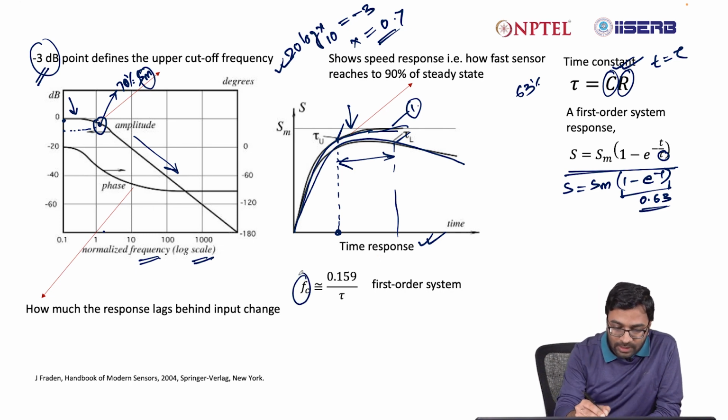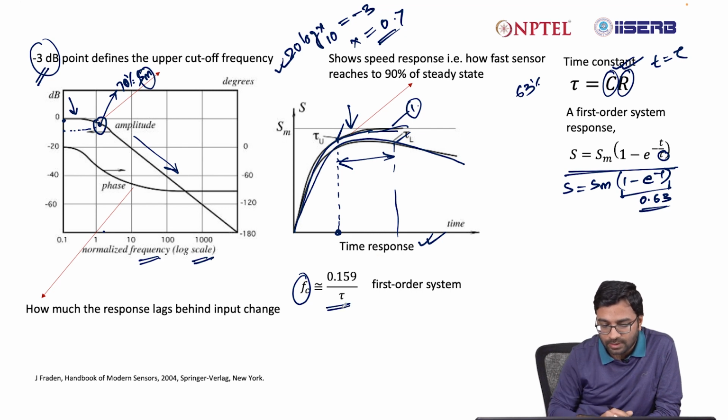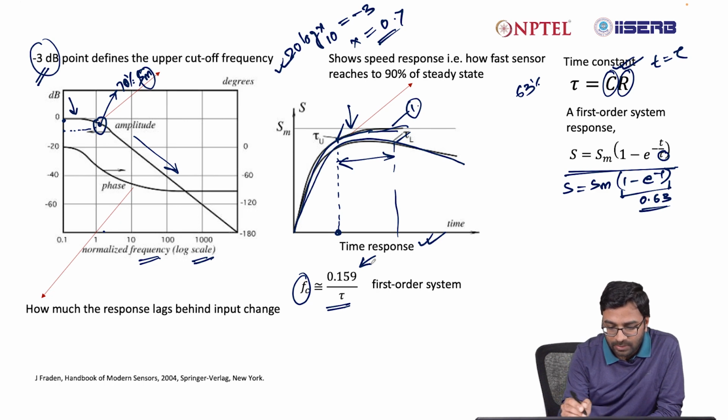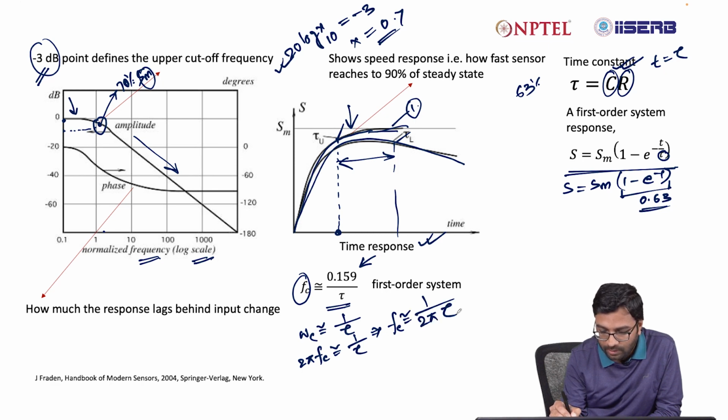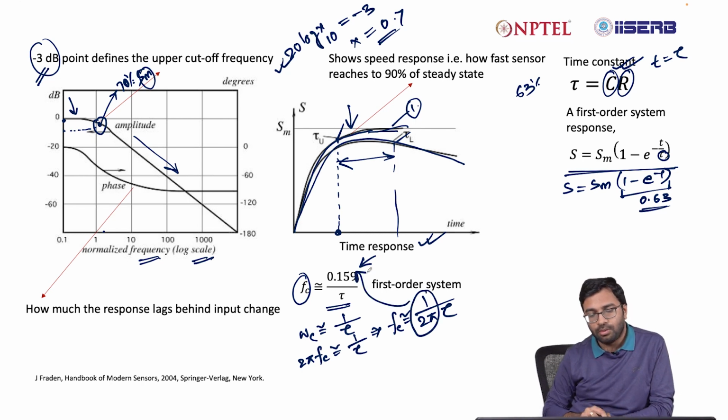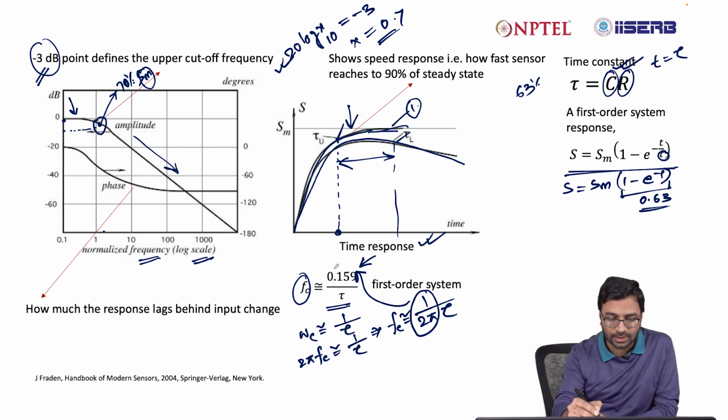And the cutoff frequency in case of a first order system is related to the time constant as mentioned over here. So, why this number 0.159? Basically, the equation is omega c is equal to 1 by tau. So, omega is nothing but 2 pi f c, so 2 pi f c is 1 by tau. That will give you f c is equal to 1 by 2 pi into tau. So, this 1 by 2 pi is 0.159. That is how this number came.